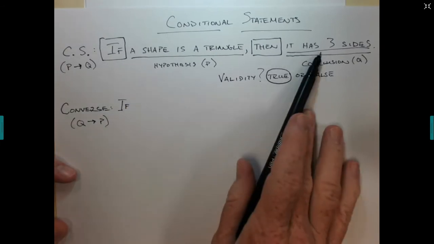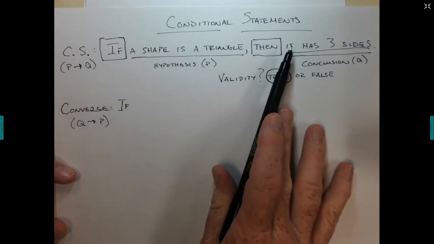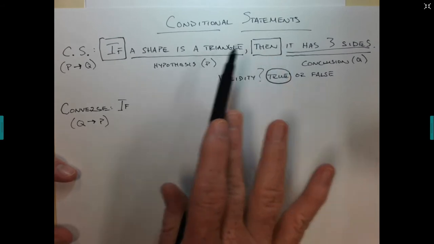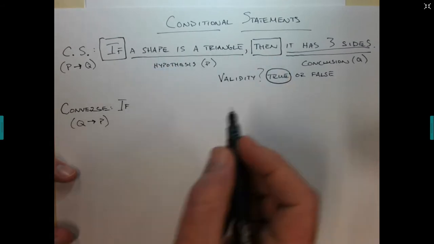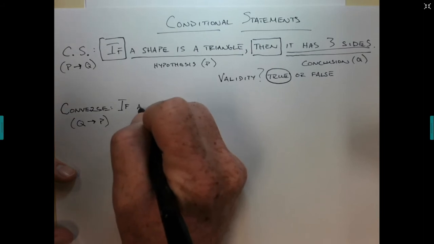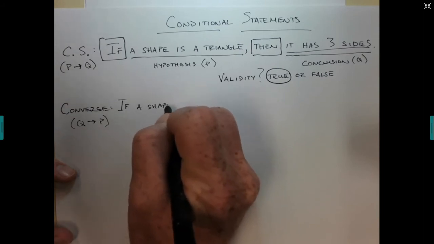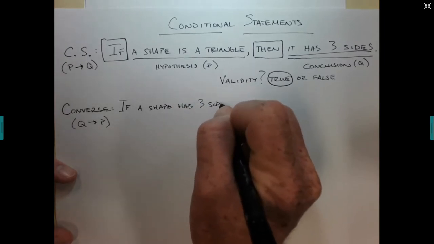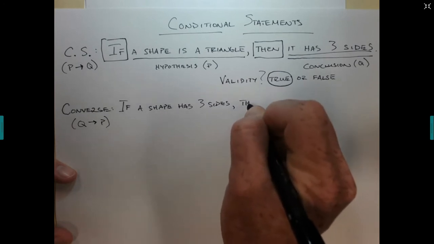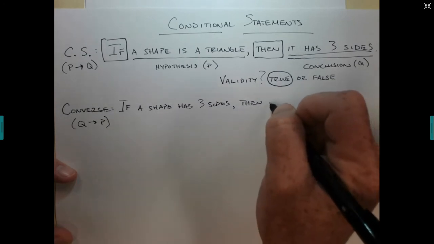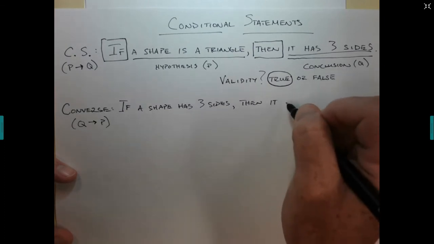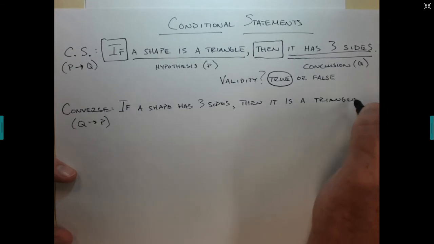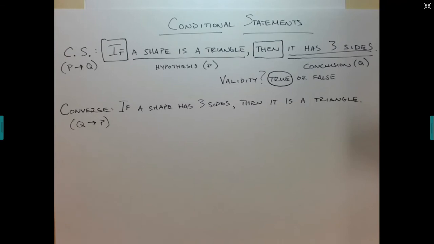But when I bring the conclusion over here, the English teachers would be very upset with us if we led a sentence with a pronoun we have yet to identify. So in this sentence, what we're talking about is a shape, so I would adjust just a little. If a shape has three sides, then, now I can use the pronoun, it is a triangle. So we've just switched the hypothesis and conclusion.